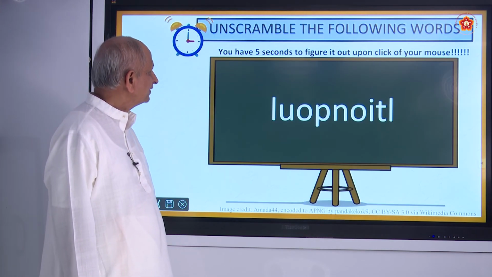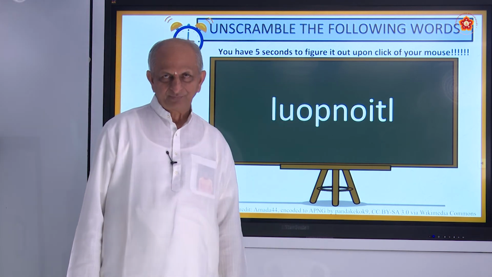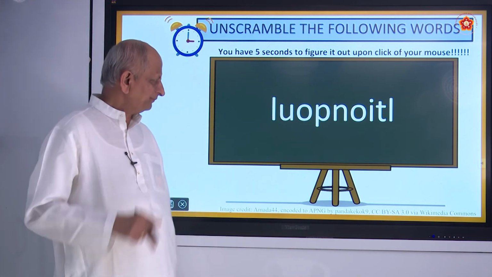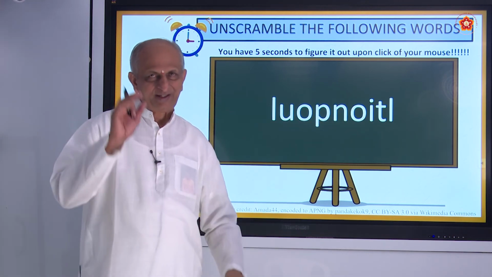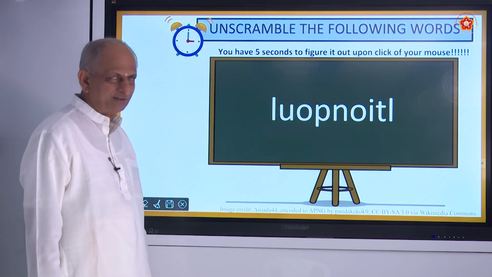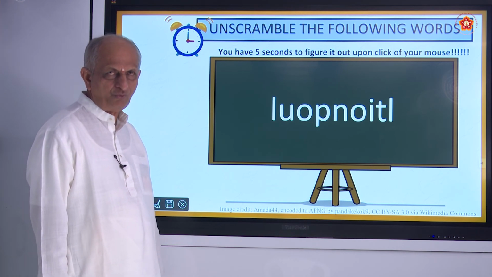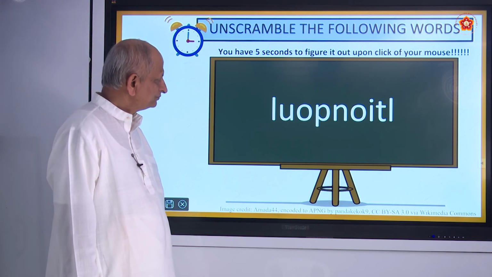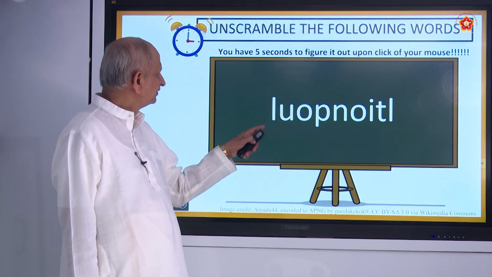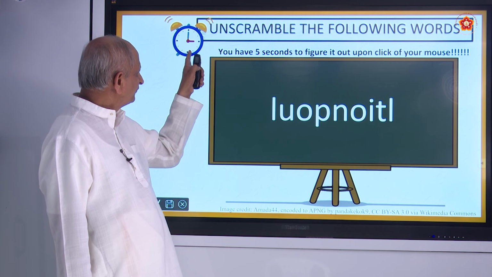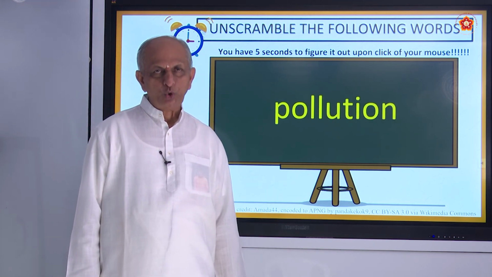Second question. Unscramble the following words. So 5 seconds will be given. Here are some words. You must set it right. Can you just think? Come on. 1, 2, 3, 4, 5. So after 5 seconds it gives the correct answer. What is the correct answer? Pollution.